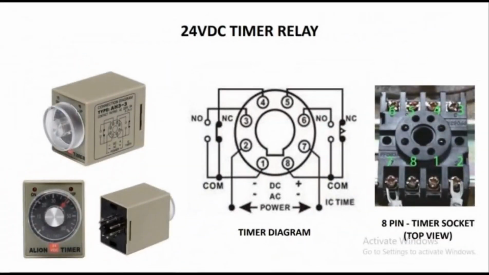Second, 24 VDC timer relay. A timer relay powered by VDC is an electrical device that combines relay switching capabilities with timing functions. User can set specific times delay or intervals for circuit activation or deactivation. This relay have inputs for adjusting timing parameters and switching contacts that open or close based on the configured time delay.